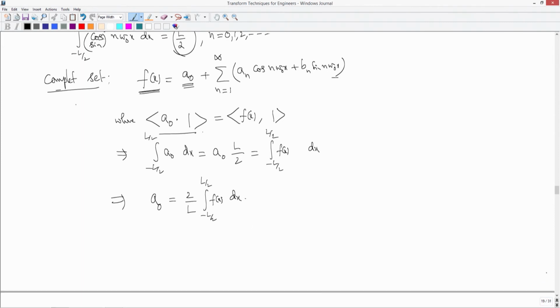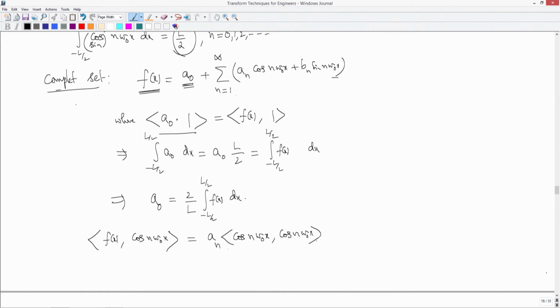So, instead of 1, if you take the dot product with f(x) times cos n omega naught x, the first term a naught times the dot product with cosine is 0. So, on the right hand side only the a n contribution will be there. So, a n cos n omega naught x dot product with cos n omega naught x.